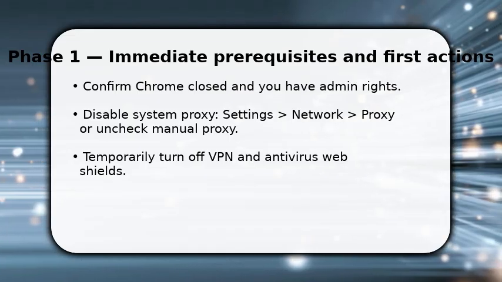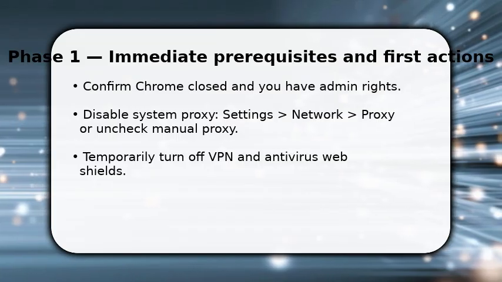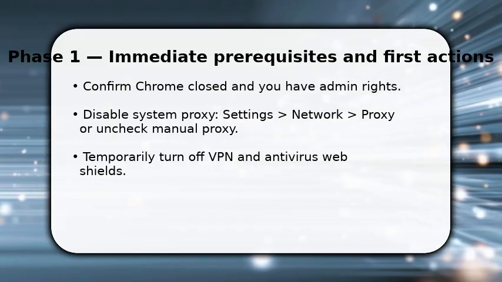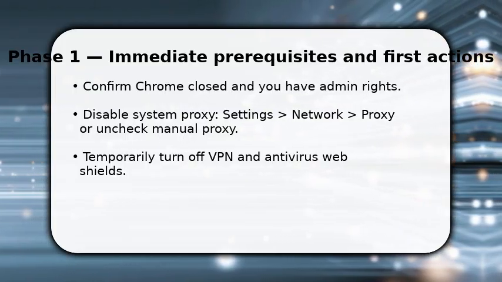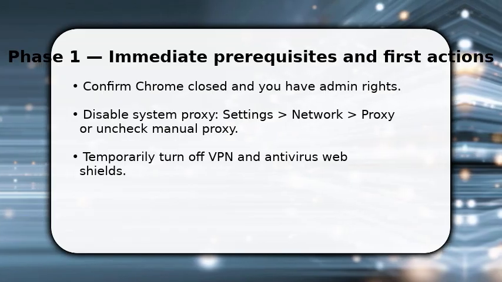You'll start by taking control of basics. Close Chrome and make sure you have admin rights. Open Windows Settings or Mac OS Network panel. Once there, disable any manual proxy entries so Chrome can use direct connections.